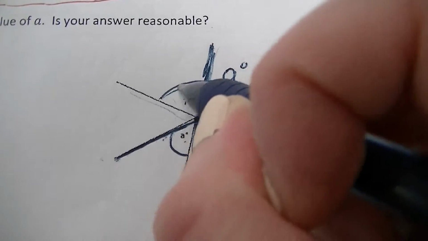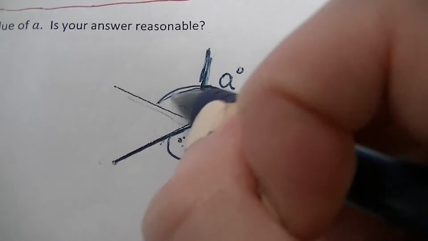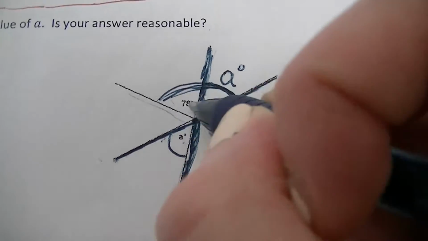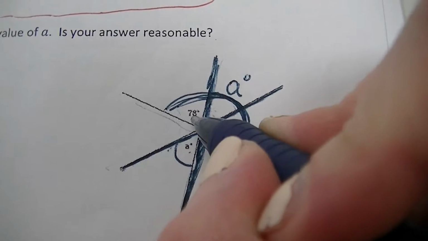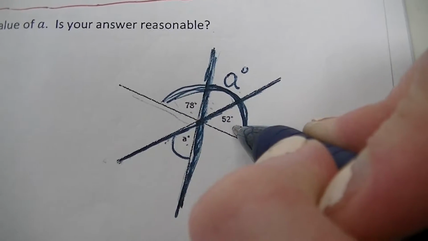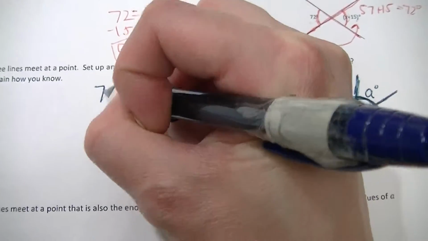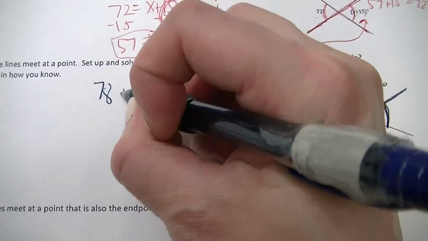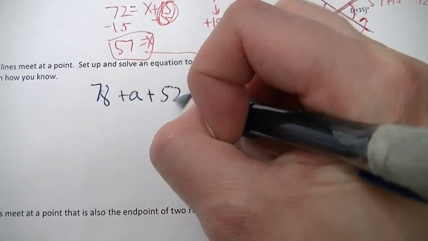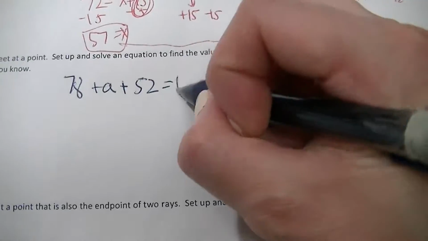So now I can go ahead and solve for A because now I have the missing piece of this little puzzle here. So 78 plus A plus, what does that say, 52, have a sum of 180 degrees. So I'm going to write that equation out. 78 plus A plus that 52 equals 180.